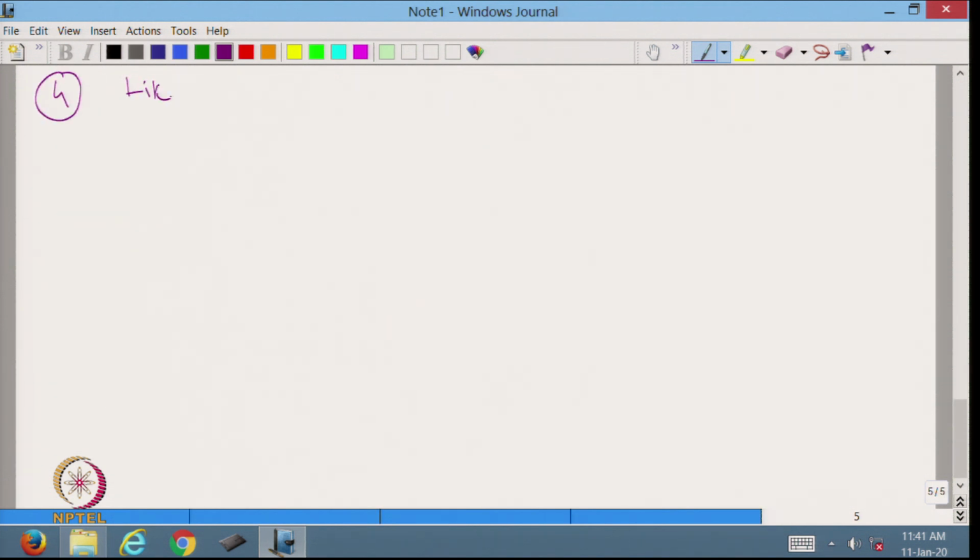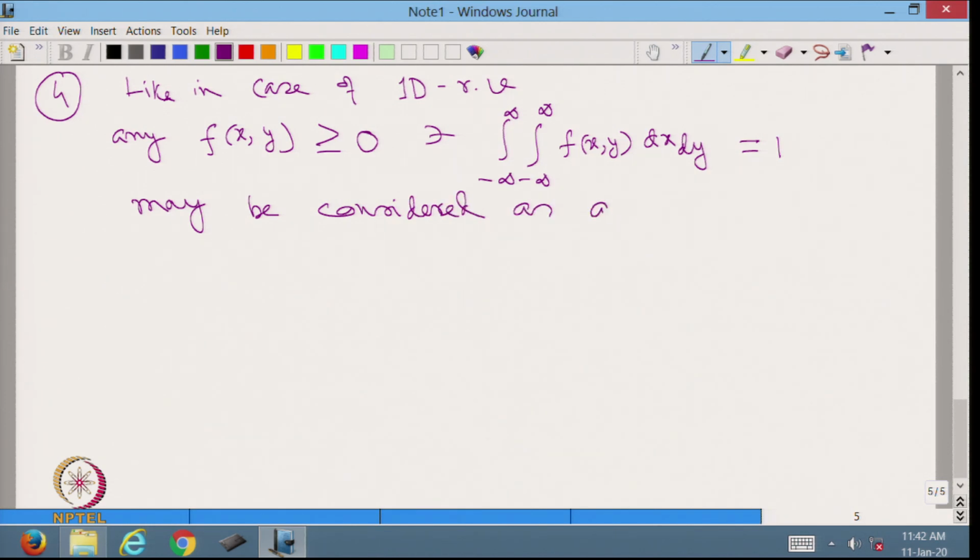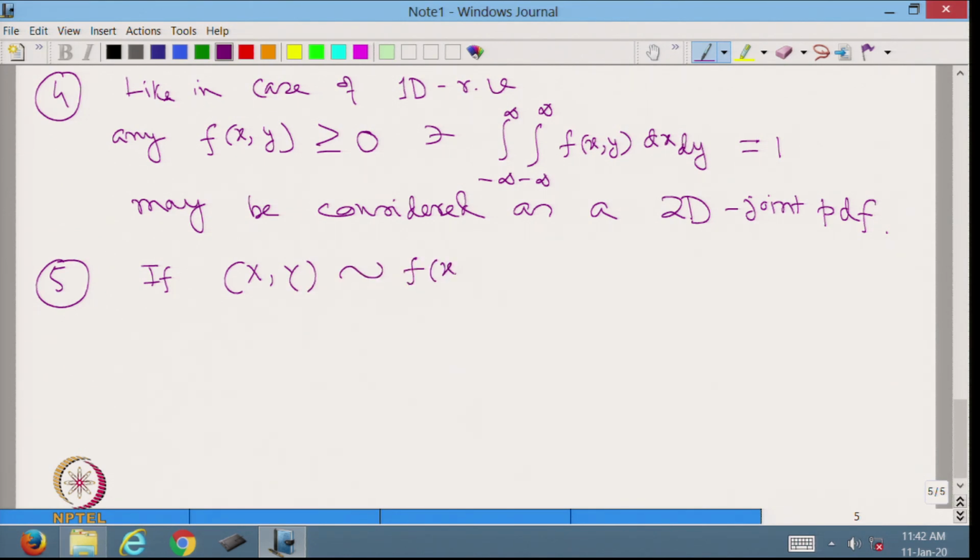Like in the case of a one dimensional random variable, any f(x,y) greater than or equal to 0 such that the integration from minus infinity to infinity of f(x,y) dx dy equal to 1 may be considered as a 2D joint PDF.